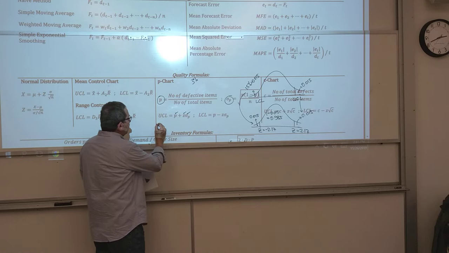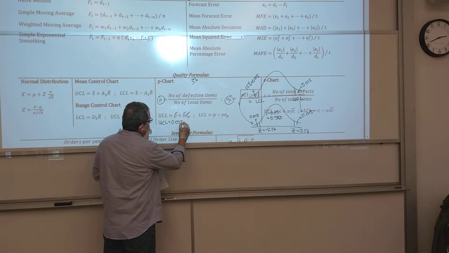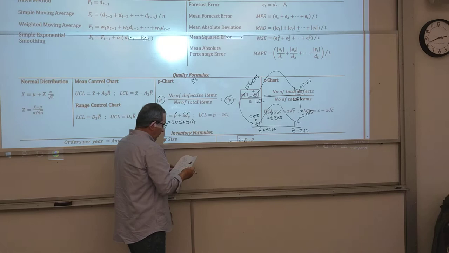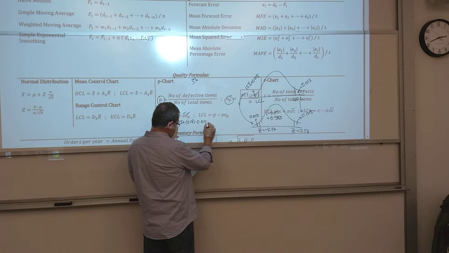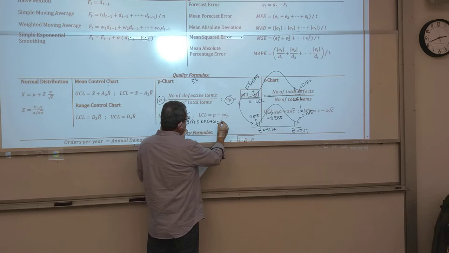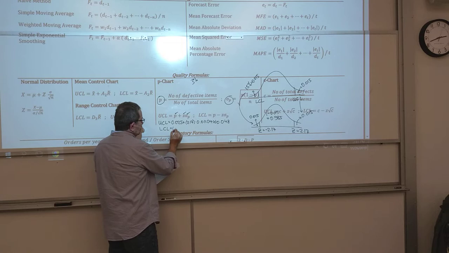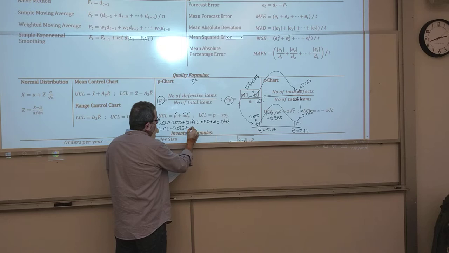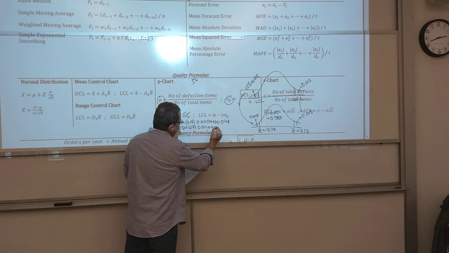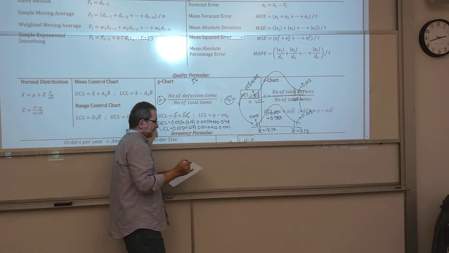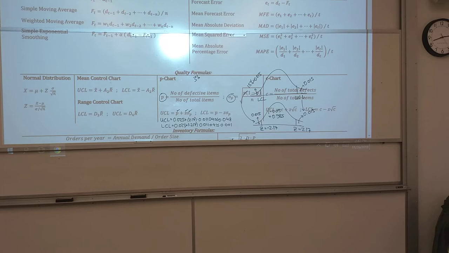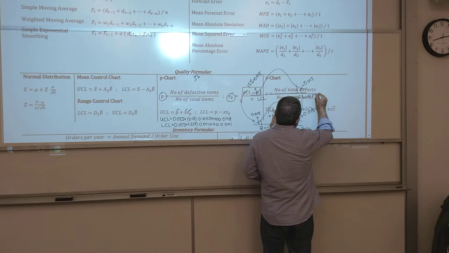So let's calculate this. The upper control limit: P is 0.025 plus 2.17 times 0.01104, which is roughly equal to 0.048. The lower control limit is the same, P plus Z, where Z is minus 2.17, times 0.01104, which is going to be roughly 0.001. So these are the upper and lower control limits: 0.048 and 0.001.